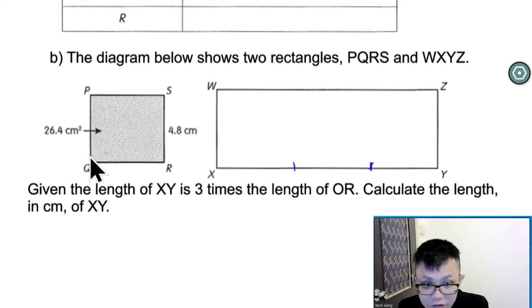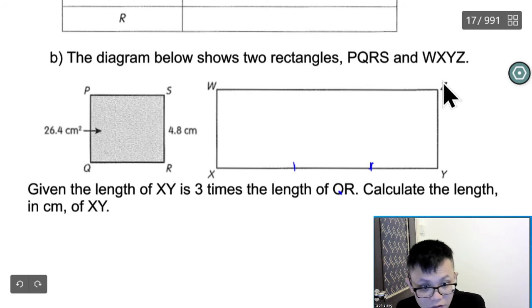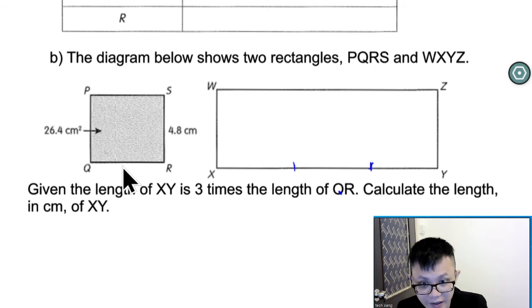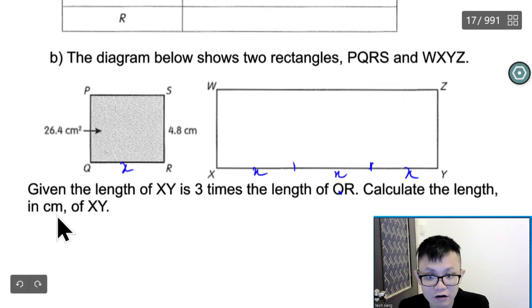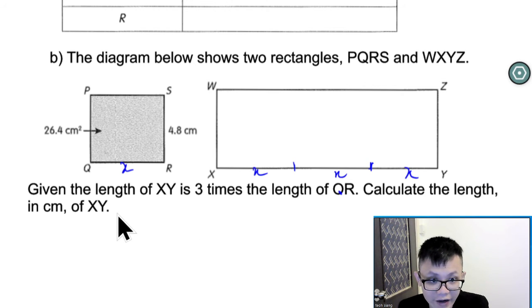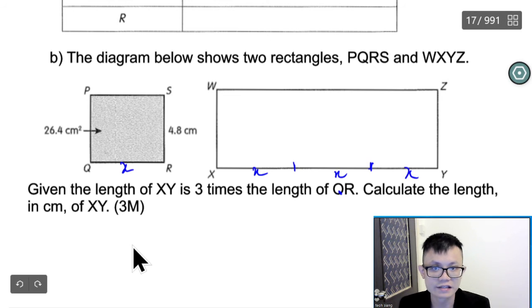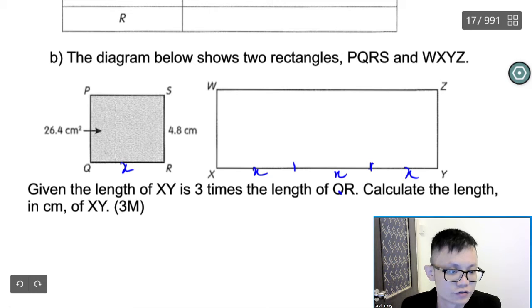Where is the QR? Oh, this question error, QR. So, just put an x here. So, I just put here x, got 3x. Calculate the length of XY, okay. So, what is the answer? So, this is a 3-mark question. So, did you try? And did you manage to get the answer?